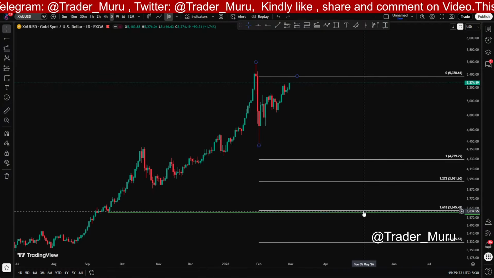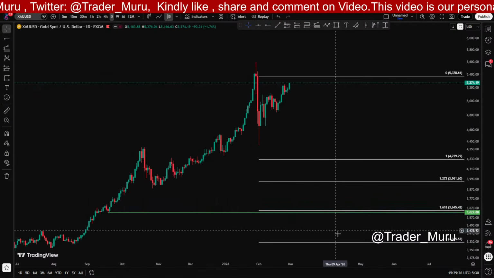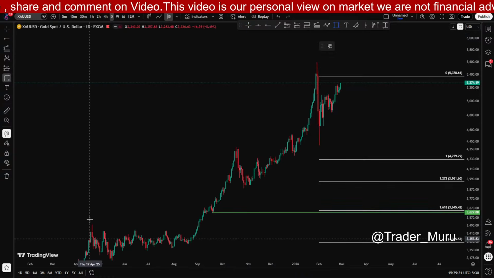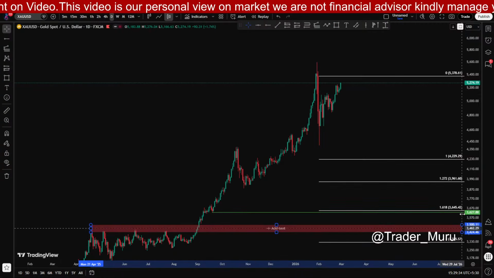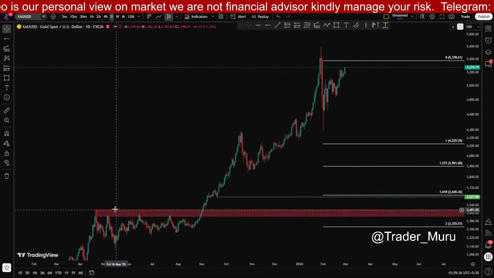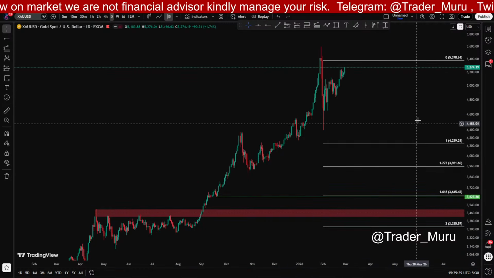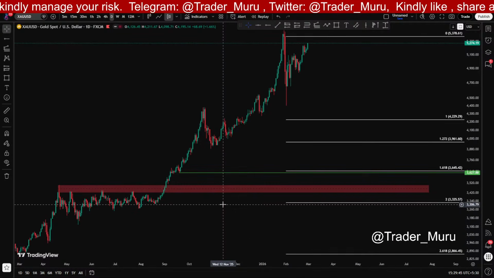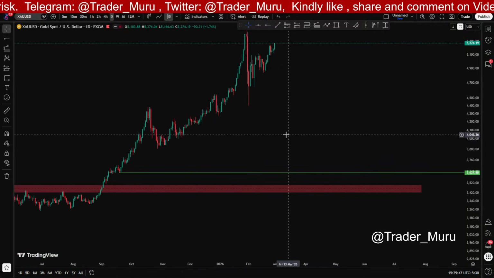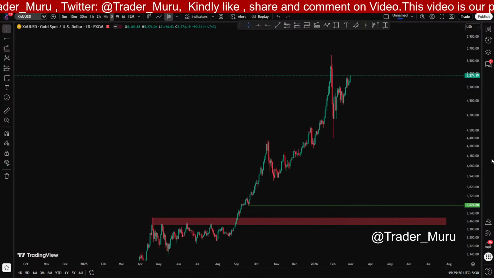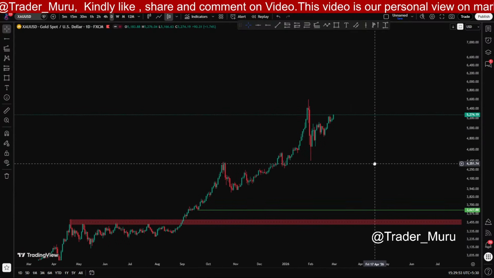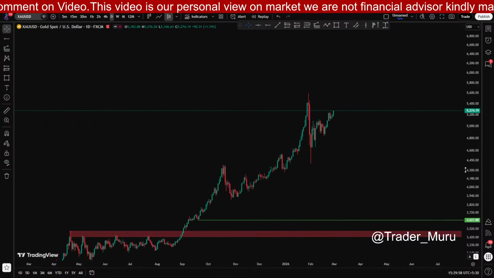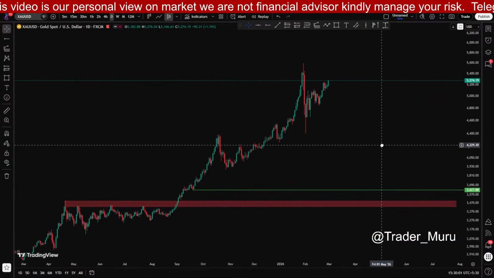I will watch for a buy from this area till 5000 again, and maximum this area. But this area is so clean that I don't think it will get hit. It will pump before it for the liquidity, then it will break here. Is it possible to go that low? Yes, it is possible.